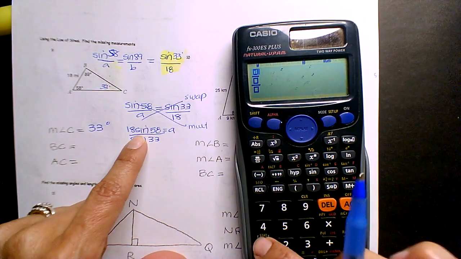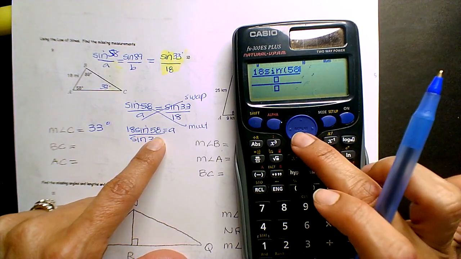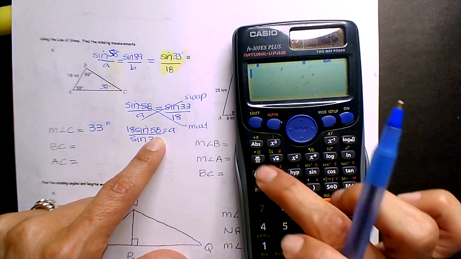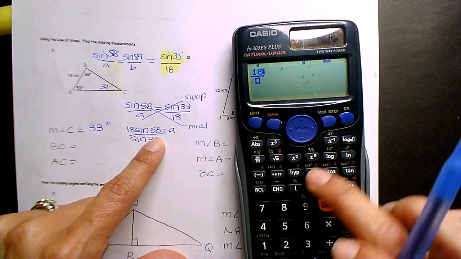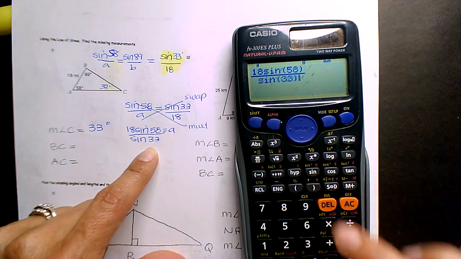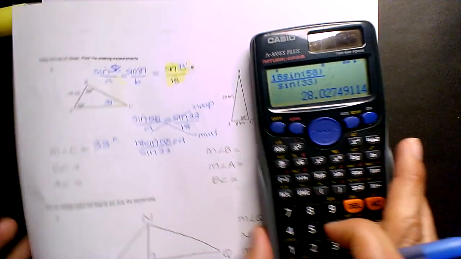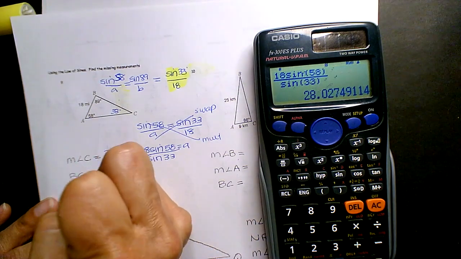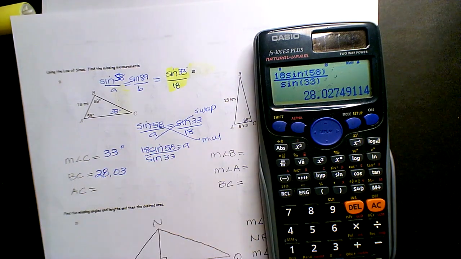So 18 sine 58 divided by sine 33. And so my length is 28.03.